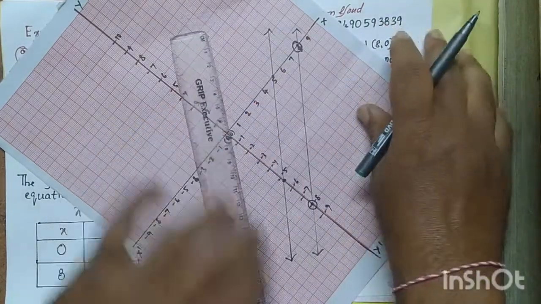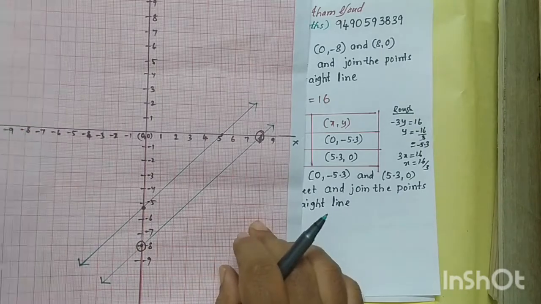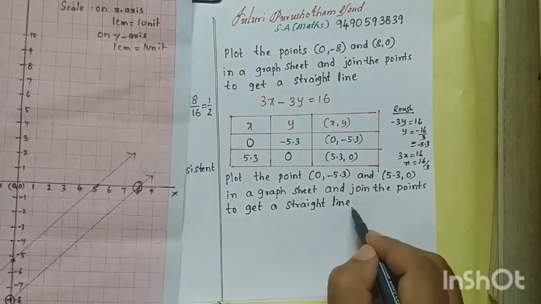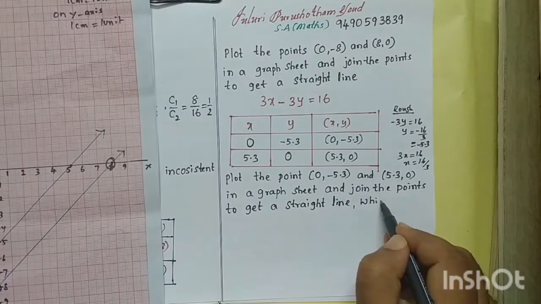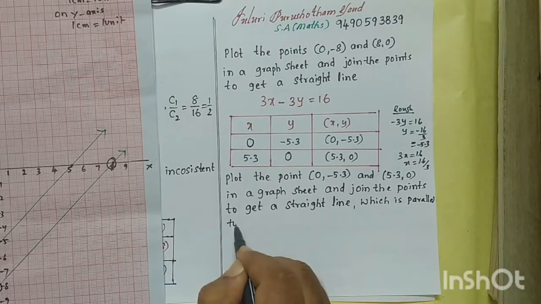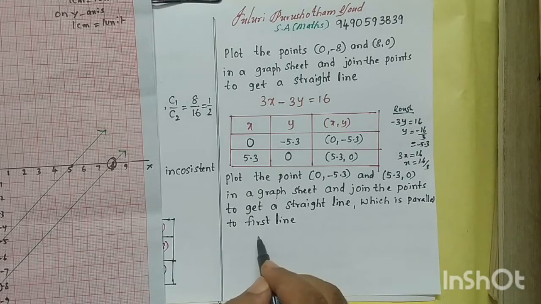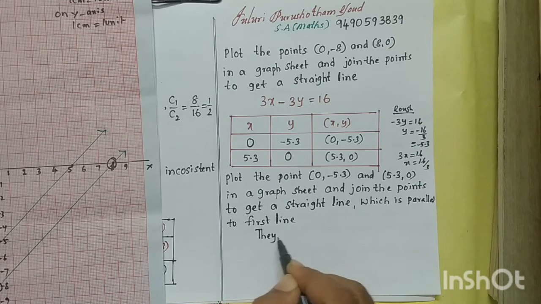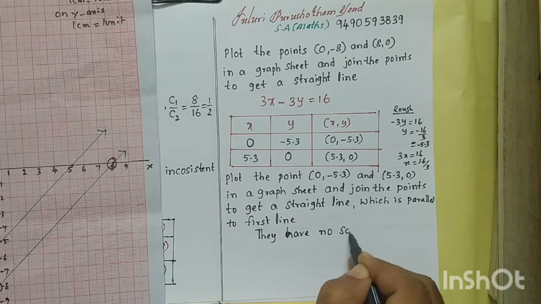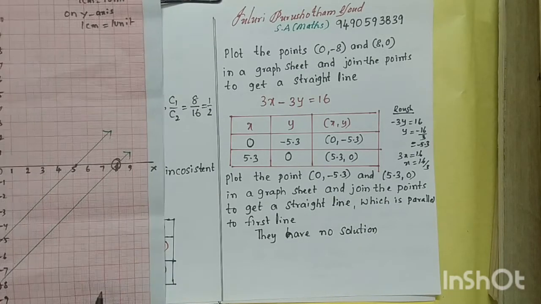what happened? These two lines cannot intersect, they are parallel lines. Is it clear for all? So we got a straight line which is parallel to the first line. So what we understood is that they have no solution. This is the method to do the problem.